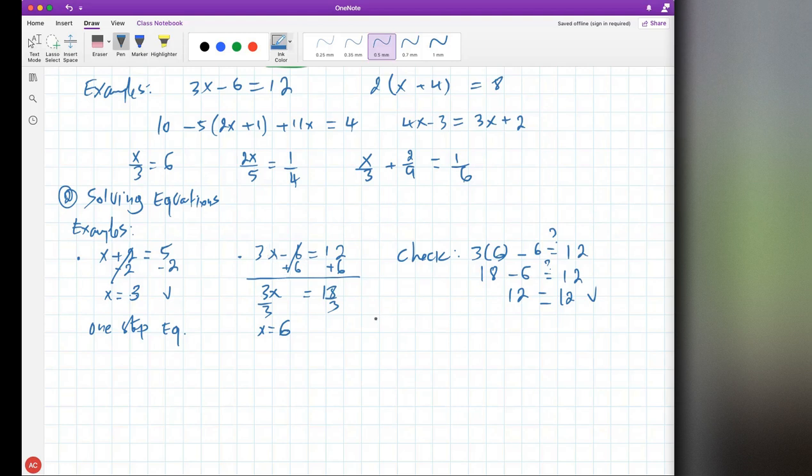Okay, so that's a 2-step. This one took 2 steps to solve, so we'll call it a 2-step equation.